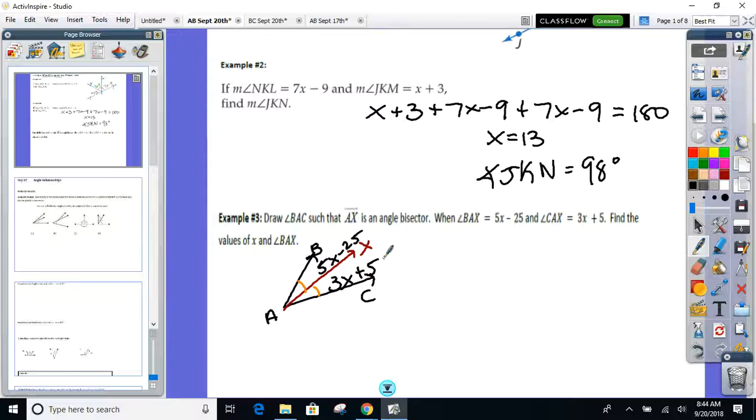Set up an equation to solve for X. And then go back, use X, plug it back in to find BAX. I'll ask a couple people what they ended up with in a second.